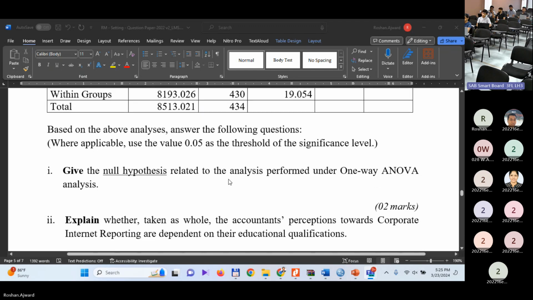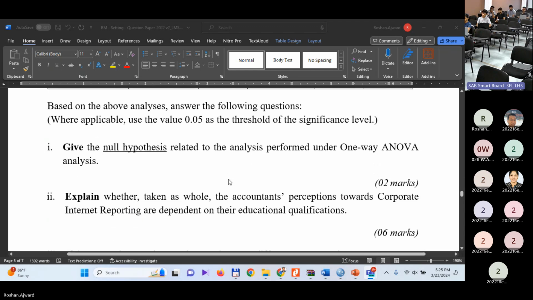Okay. So the first question. If the null hypothesis related to the analysis performed under one-way analysis. What's the null hypothesis? There is no difference based on the educational groups in terms of their likeliness or their preference to operate internet reporting. Right? Based on their education level, there is no difference. That's your null.